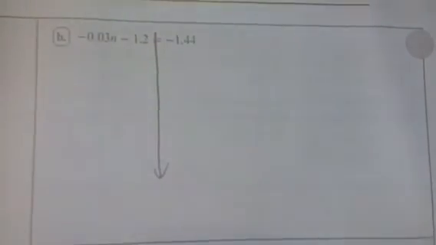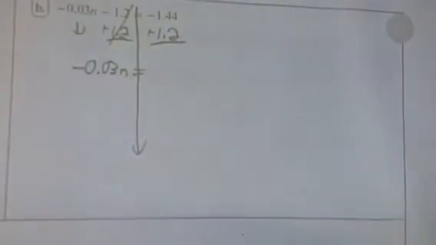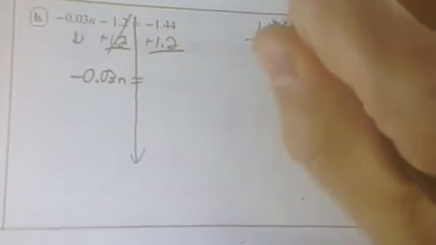I've got negative 0.03n minus 1.2 equals 1.44. So I'm doing the same sort of thing. Alright, I've got multiplication and subtraction. The first thing I want to get rid of is subtraction by using addition. Add 1.2. I drop down that negative 0.03n. And now I've got same signs add and keep, different signs subtract. Those signs are different, so I'm going to subtract 1.44 minus 1.2.